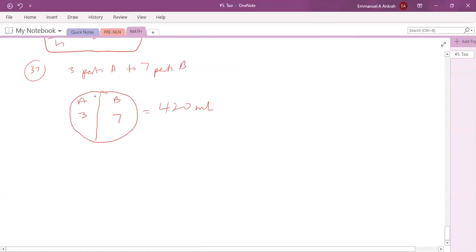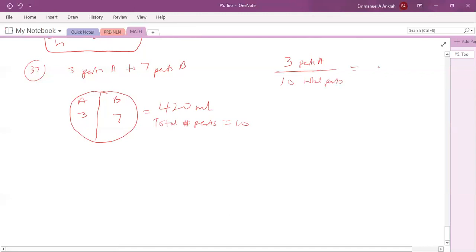All right, so if you have this question, you have to use the total parts here. Very important to use the total number of parts. And the total number of parts here is 10, 3 parts to 7 parts. So I have a total of 10. So for A, we're looking for A. So we say 3 parts of A over 10 total parts. That's what we have so far.